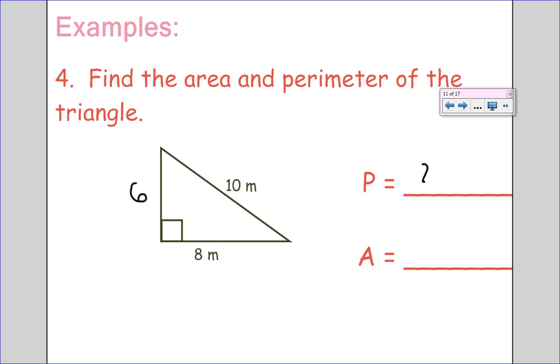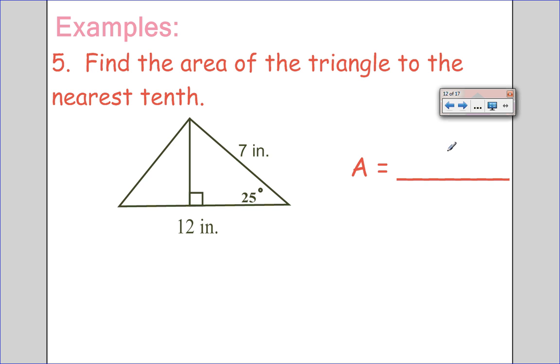So the perimeter is simply 24 meters. Now, to find the area, the base is 8 times the height, which is the perpendicular distance. Oh, look, a 90-degree angle. So 8 times 6 divided by 2 gives me 24 meters squared. These numbers are different because this is meters, this is meters squared, so square meters. So don't think that these are the same measurements.